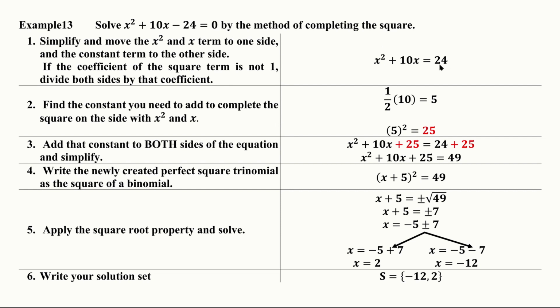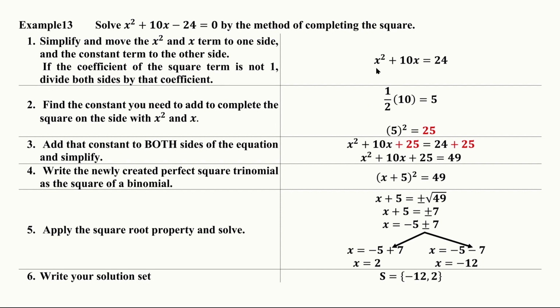Change sides, change signs. Why? Because we're just adding the opposite to both sides. Now we're going to complete the square on the left side, right? Or it doesn't matter, if this were on the right, you would complete the square on that side. So whichever side the variable terms are. So remember, we're going to take 1/2 of the coefficient of x, which is 10, and we get 5, and we square that to get what? 25.